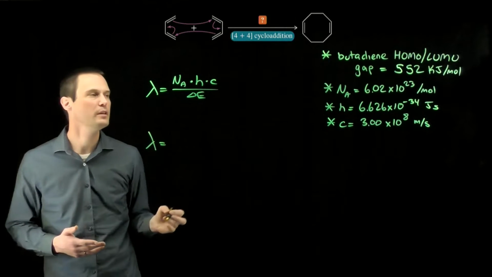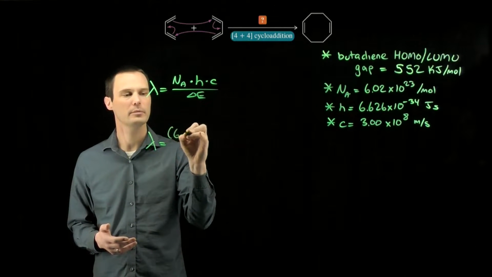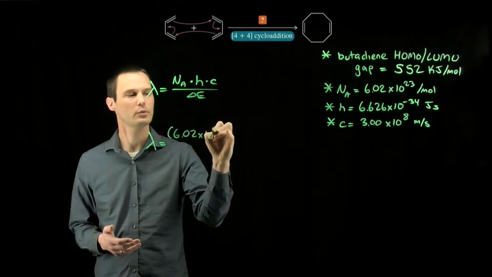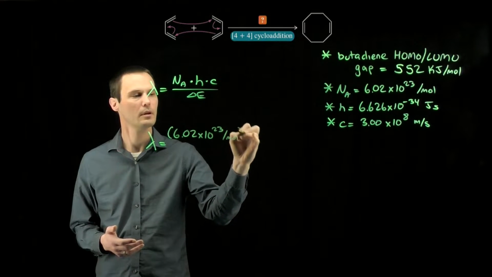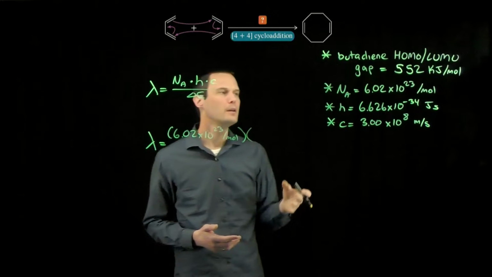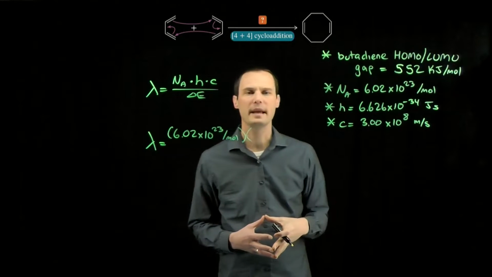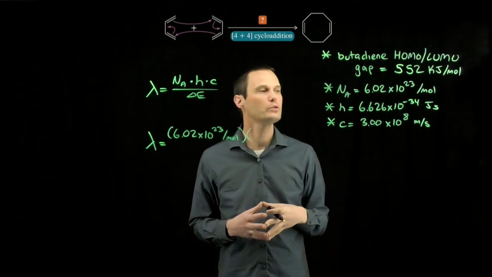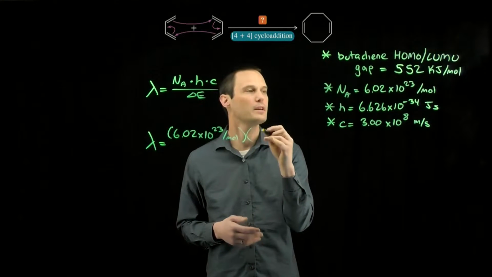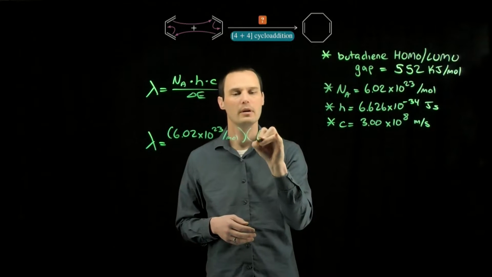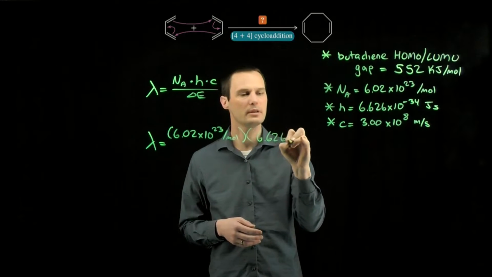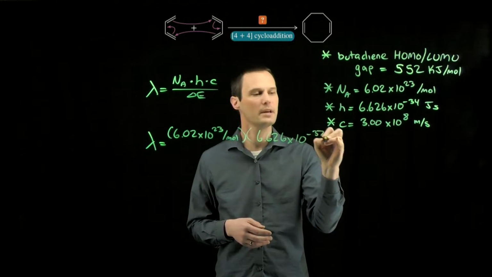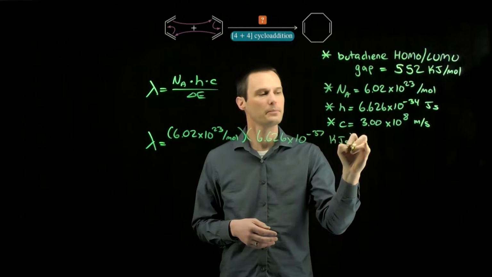The wavelength of light that we need then is equal to Avogadro's number, 6.02 times 10 to the 23rd per mole, times Planck's constant. Now, Planck's constant is given to us in joule seconds, but our HOMO-LUMO gap is in kilojoules per mole, so we need to use Planck's constant in kilojoules. And so that's a scaling of a factor of 10 to the third. So we'll use 6.626 times 10 to the negative 37th kilojoule seconds.